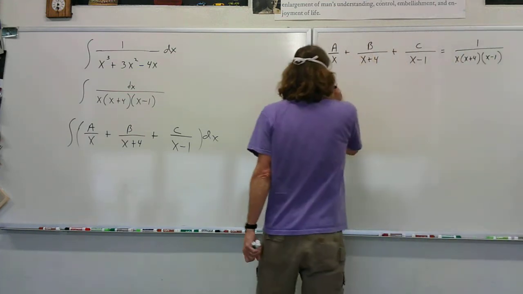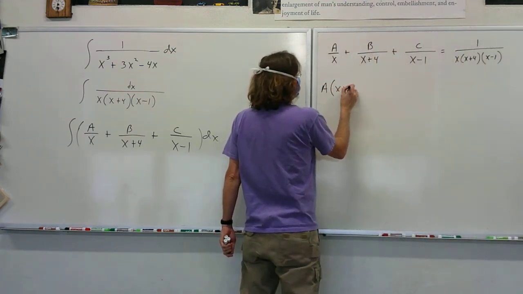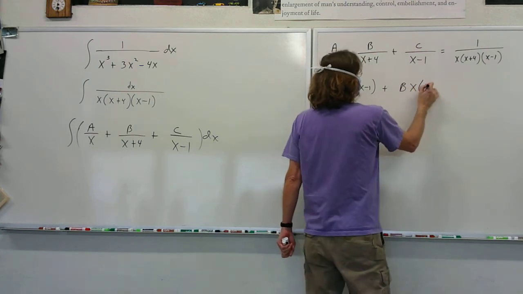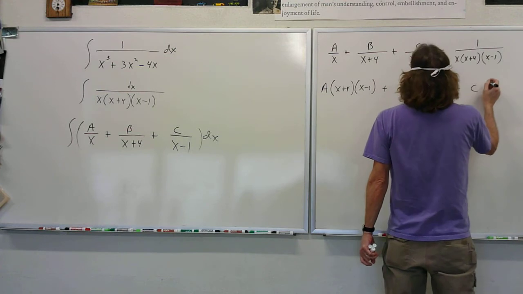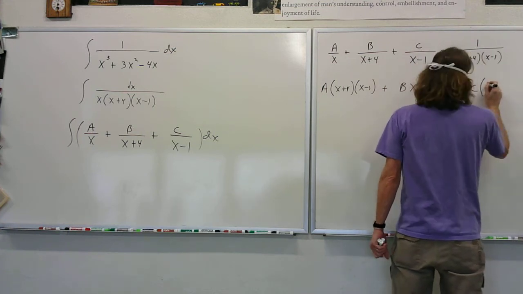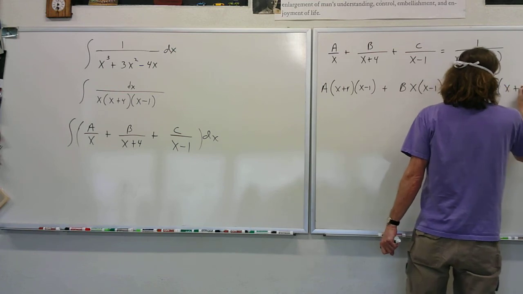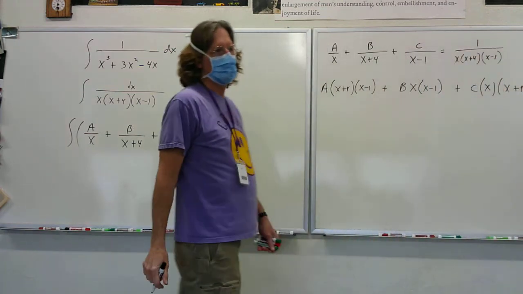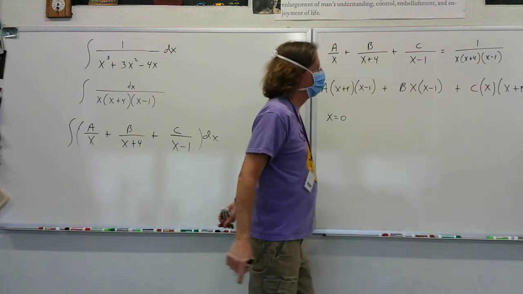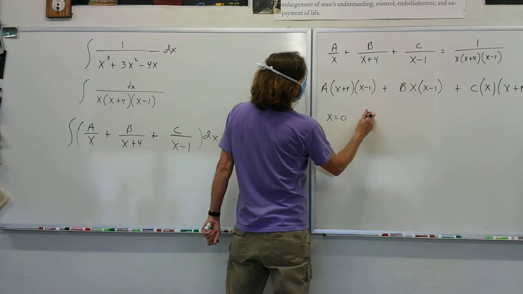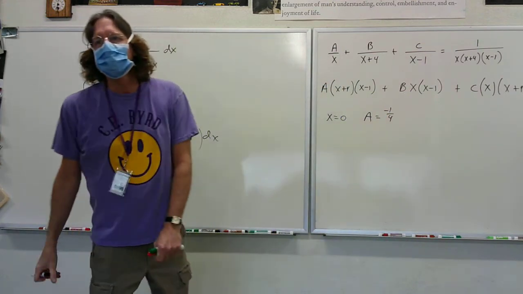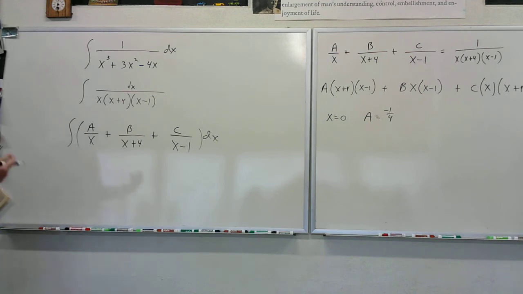Okay, so you get A times x plus 4, x minus 1, plus B times x minus 1, plus C times x plus 4. So what's the first thing I'm going to do to work this? I'm going to make x equal 0. If I make x equal 0, I instantly eliminate this one and this one, and I get a equals negative 1/4. Is that what y'all got? A equals negative 1/4? Put 0 in there, you get 4 times negative 1, so a equals negative 1/4.